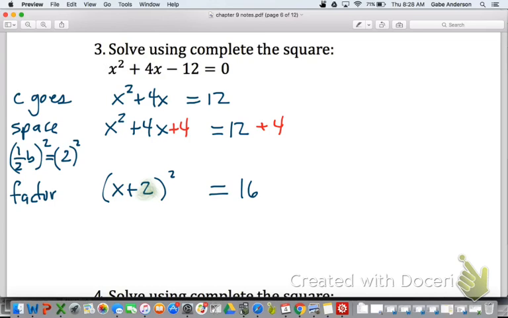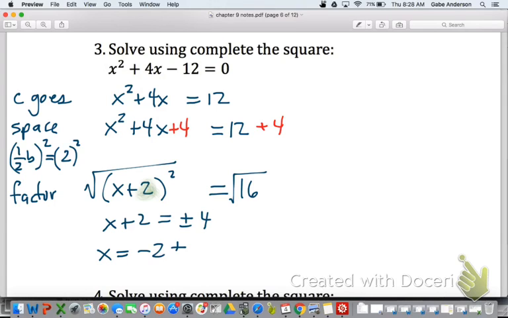So, what I'm going to do now is square root both sides to get rid of the squared. That gives me x plus 2 is equal to plus or minus 4. And now I will finally subtract the 2 over, giving me x equals negative 2 plus or minus 4. Now that's an okay answer, but you can definitely simplify it. We should be able to come up with the answers that we had at the start.